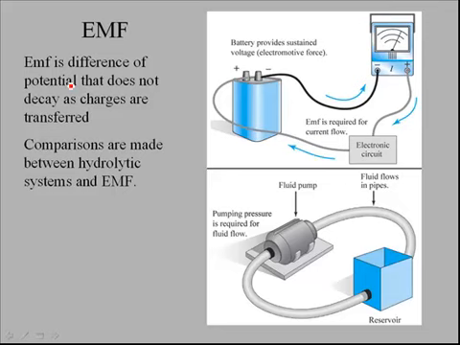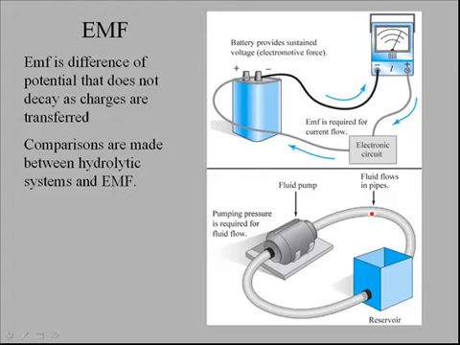EMF. EMF is difference of potential that does not decay as charges are transferred. And here we have a battery and an electronic circuit, and the battery is our source of EMF. Many comparisons are made between hydraulic systems and EMF, and they do compare. Here is a hydraulic system, and this would be the pump. In hydraulic systems, the pump is comparable to EMF because it provides the pressure in the system, and the battery is the difference of potential, provides the pressure that actually induces current to flow through the circuit.